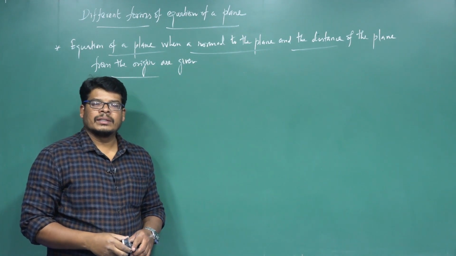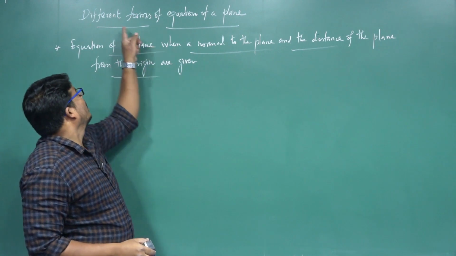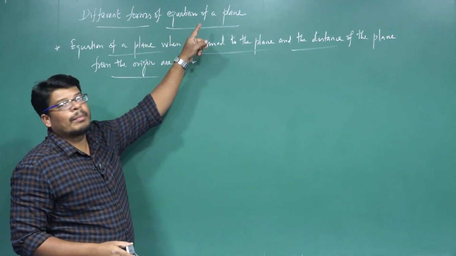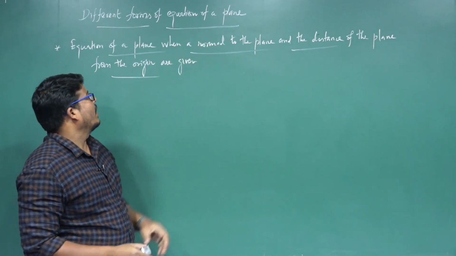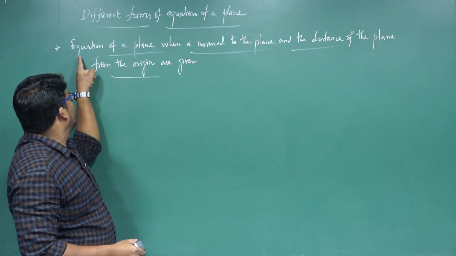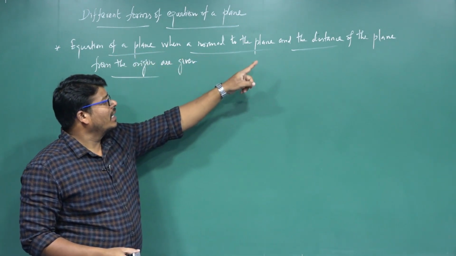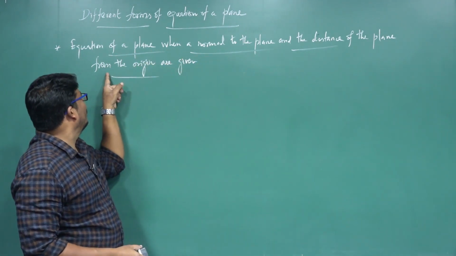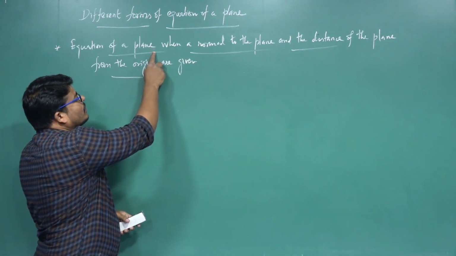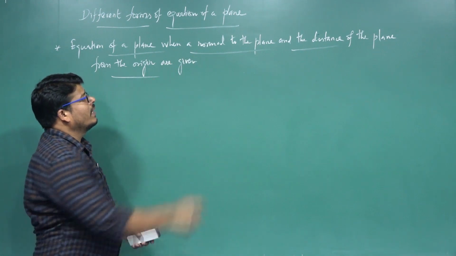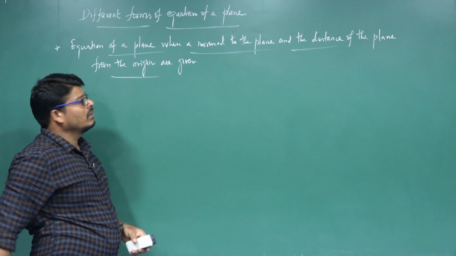Okay students, exercise 6.5 is over. The next topic is different forms of equation of a plane. The first one: the equation of a plane when a normal to the plane and the distance of the plane from the origin are given.